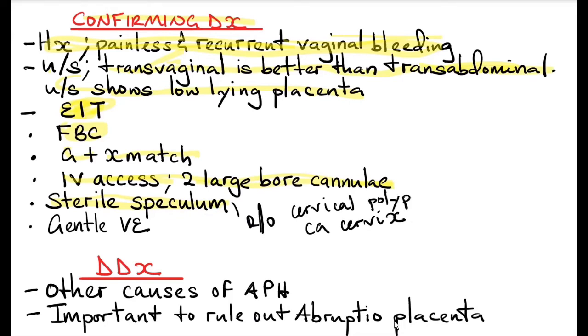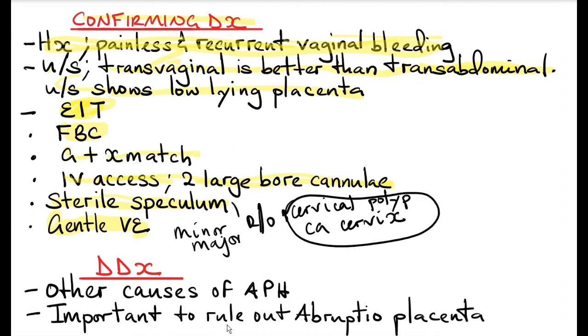So where you've ruled out these local causes, you can do a gentle vaginal examination to see which type of placenta previa you are dealing with. Is it a minor placenta previa or a major placenta previa? Ideally, this examination should be done in theater, where you should be ready for anything. In case your vaginal examination triggers heavy vaginal bleeding, you are ready to do a cesarean section.